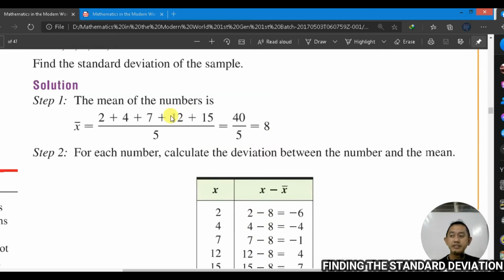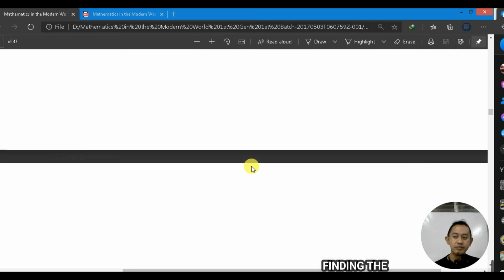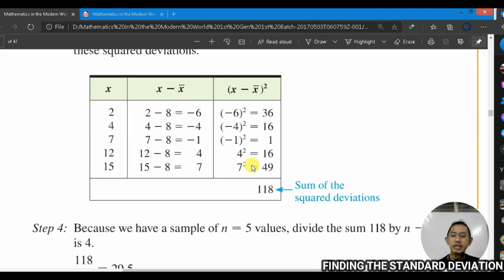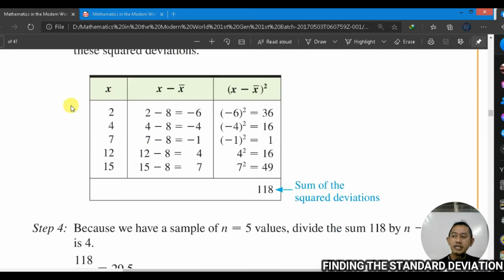So, ang step 1, find the mean or the x bar. And the next one, ang step 2, kay calculate the deviation of each of the number. Now, ang step 3 is calculate the square of each deviation in step 2, and find the sum of these square deviations. So, mao na ganina ang step 1, kani siya.